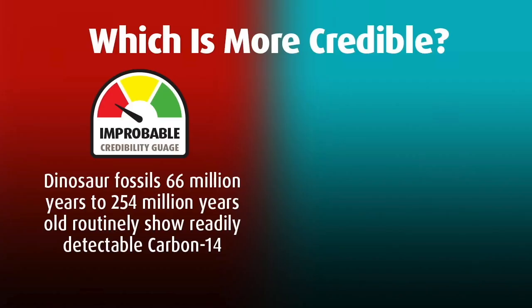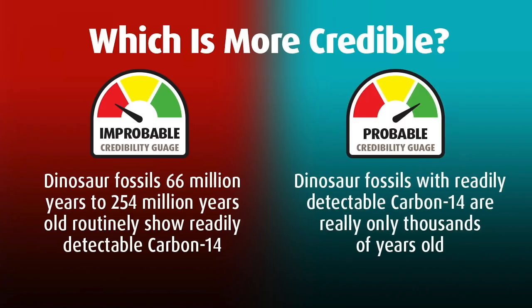So, which is more credible? Dinosaur fossils are 66 million years to 254 million years old, yet routinely show readily detectable carbon-14. Now it's gotten to be that pretty much every dinosaur fossil that has been tested has shown it. A lot of people are still holding out and say, I'm not going to have it tested because I know I can't have any, but they're just being stubborn about it. Or dinosaur fossils with readily detectable carbon-14 are really only thousands of years old. Well, the carbon-14 says, no, they're really only thousands of years old.